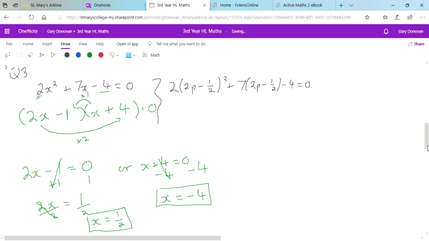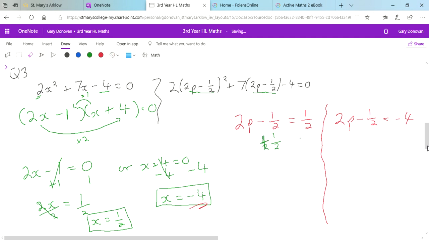Same as before, we take the section inside the brackets here and put it equal to our answers. So we have 2p minus a half equals a half. That's our first possible answer. Or we have 2p minus a half equals our second possible answer, which is minus 4. Add a half to both sides. Halves cancel. We have 2p equals, well, 1 half plus a half is 1. Divide both sides by 2, and we get p equals a half. And that's our first answer.